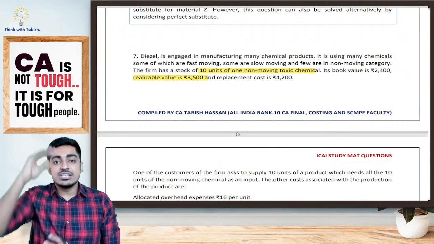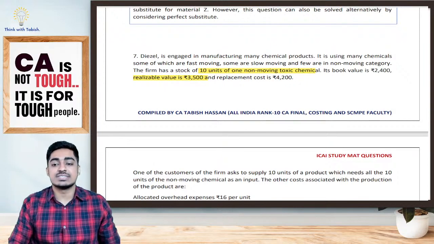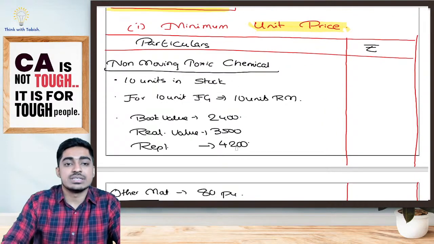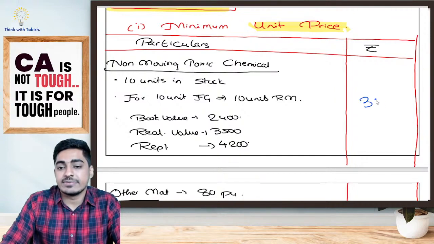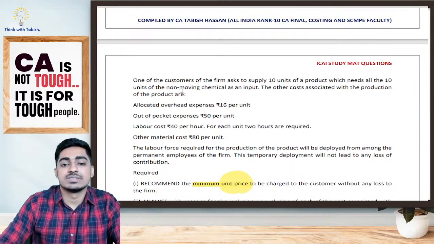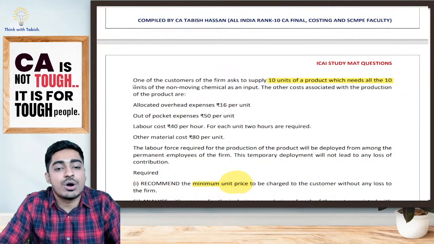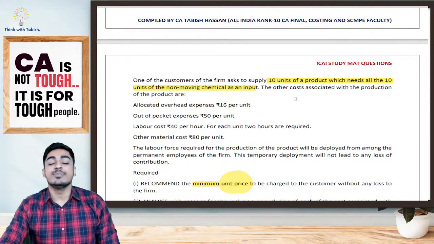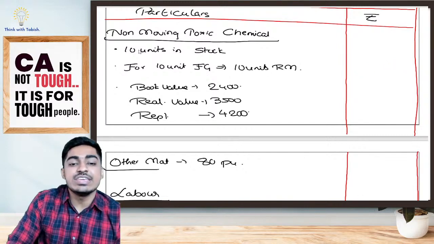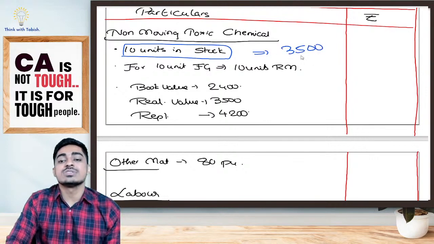Yes, raw material is in stock and it is not regularly used. Which is relevant, students? In this case, what is the relevant cost? Tell me, students. Realizable value is relevant. Therefore, 3,500 is a relevant cost. Get this? Here 3,500 is a relevant cost. Next, what more is the question trying to tell us? The customer is asking to supply 10 units, which needs all 10 units of non-moving chemical as an input. Now look at this. This 3,500 rupees is for 10 units. Yes or no? For 10 units of stock, the realizable value, the relevant cost is 3,500 rupees.